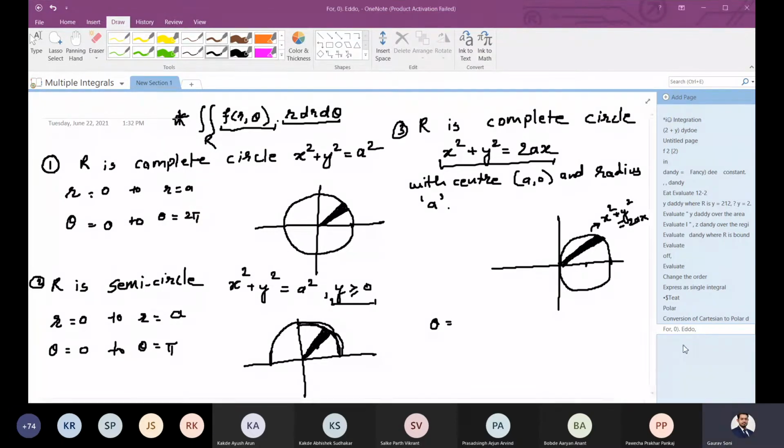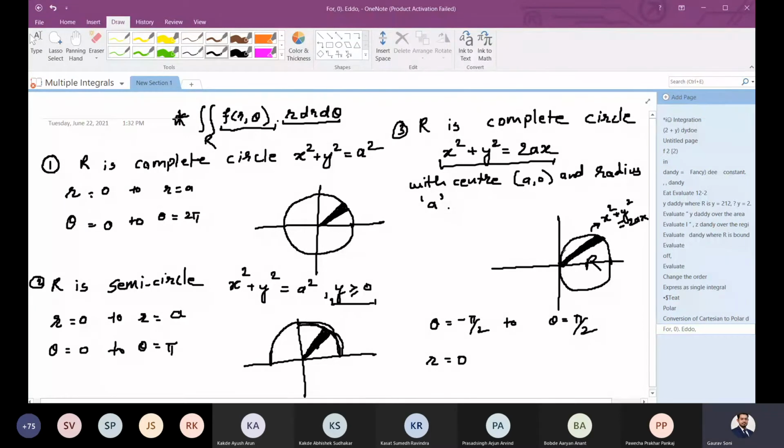Yes, tell me. Sir, minus pi by 2 to pi by 2. Yes, exactly. So theta is running from minus pi by 2 to theta equal to pi by 2. Now the second thing is the distance from the center to the curve. So this is my region. I need to have minimum value of r and maximum value of r. Minimum I already know. Minimum is 0. What is the maximum? Maximum is up to this circle.